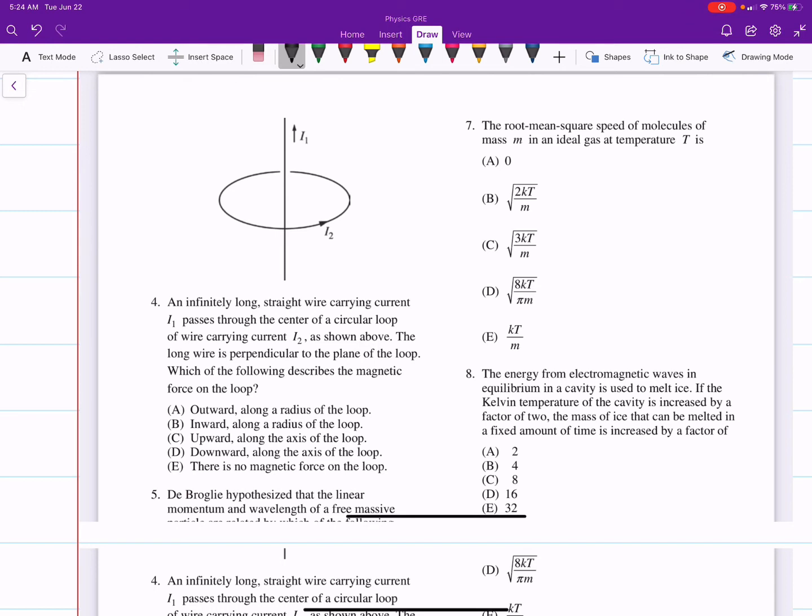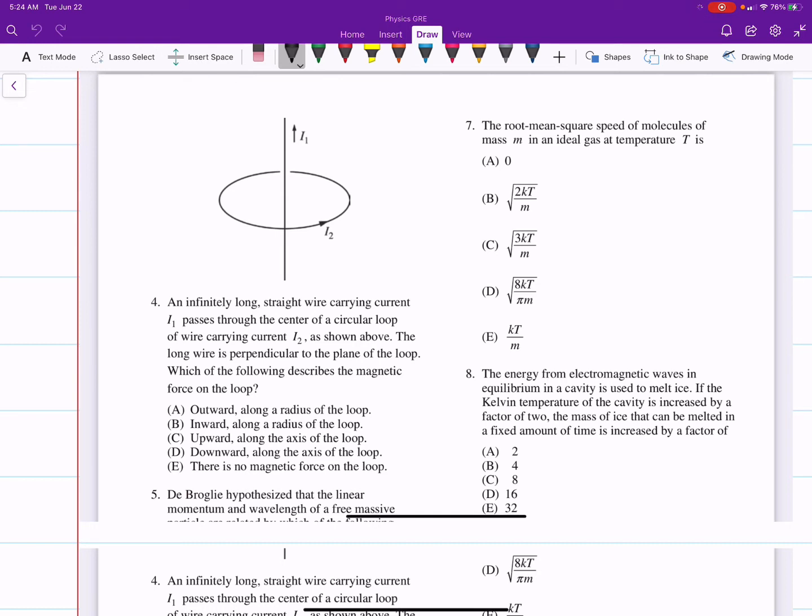Of wire carrying current I2 as shown above. The long wire is perpendicular to the plane of the loop. Which of the following describes the magnetic force on the loop? So they want the force on the loop itself, anywhere on the loop, I suppose. Well, it's not going to feel its own magnetic force. The only force it would feel is from I1.